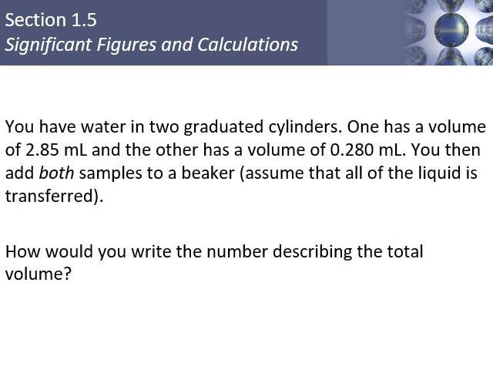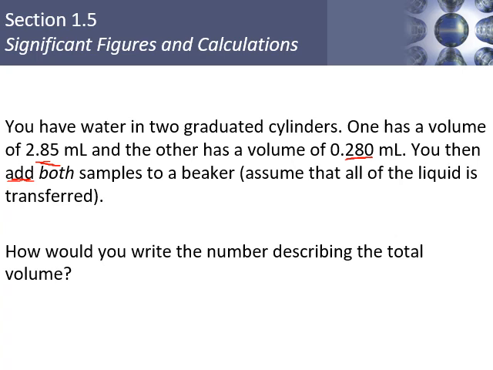All right, so we have water. Here's an example, two graduated cylinders. One is 2.85 and one is 0.280. This one here has 2 decimal places, right? This one has 3. So how many of the decimal places will you keep in your answer if you add? This is asking that we add these together. So how many sig figs would you keep? I'm sorry, how many decimal places in this case would you keep?